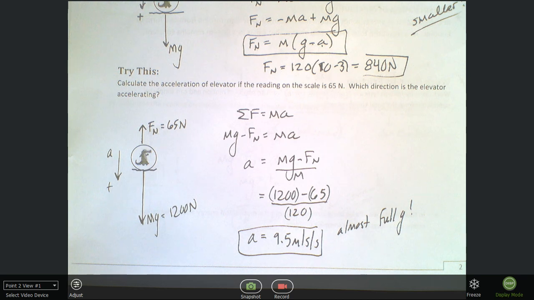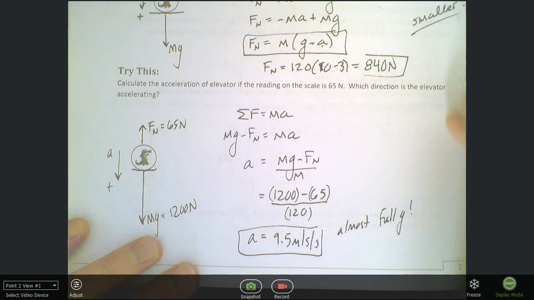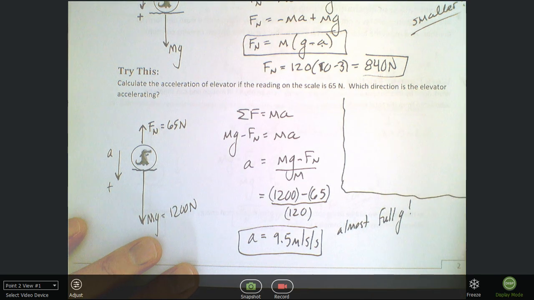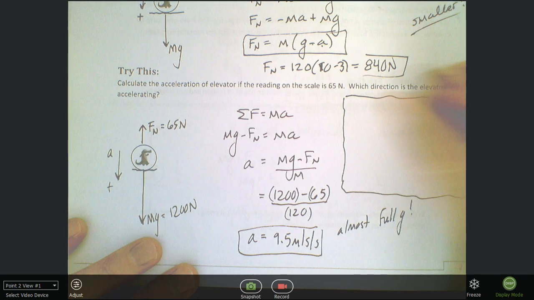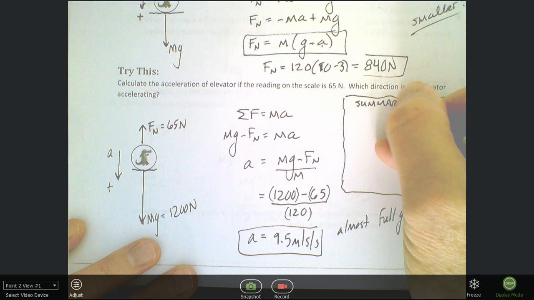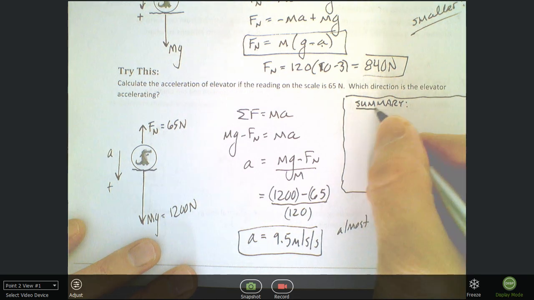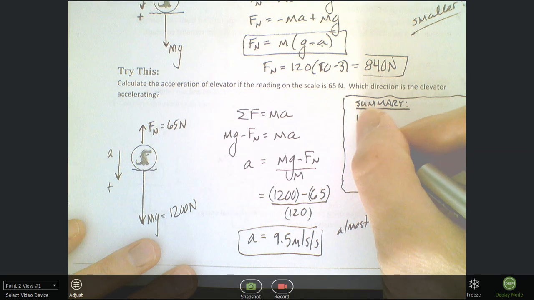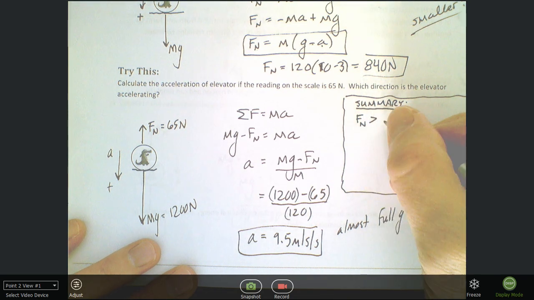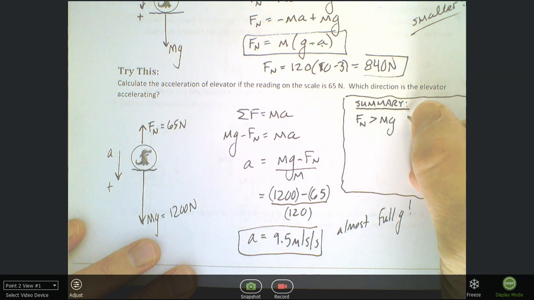And the same thing, if ever, so there's some summary pieces here, right? And the summary is pretty nice. If Fn is greater than mg, you are accelerating upward.